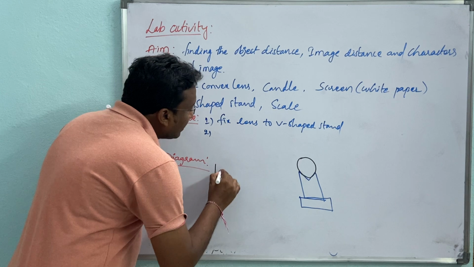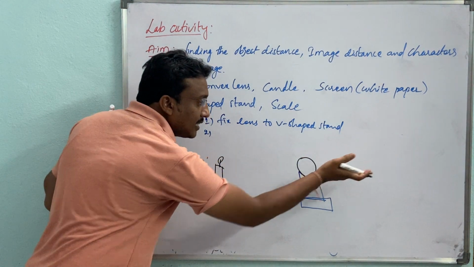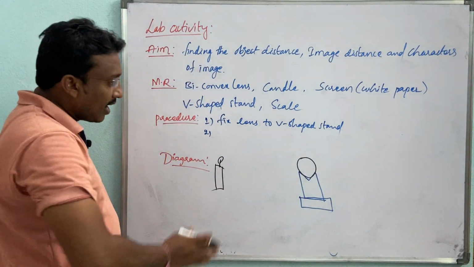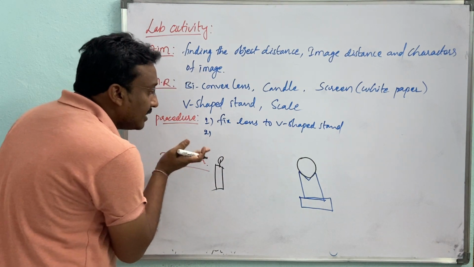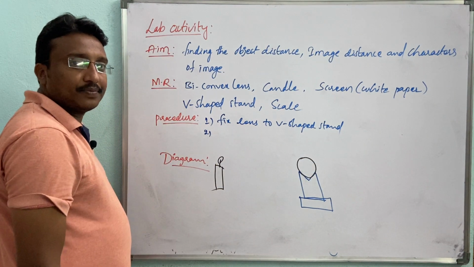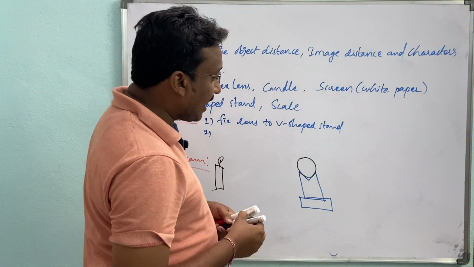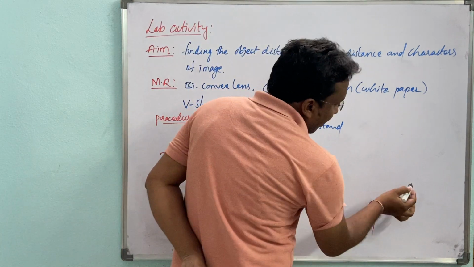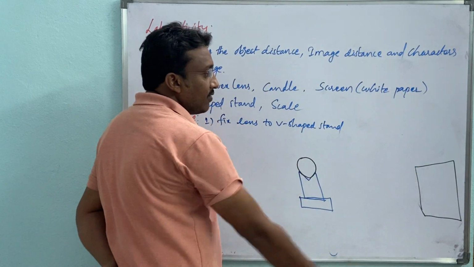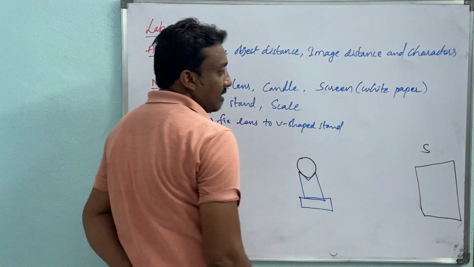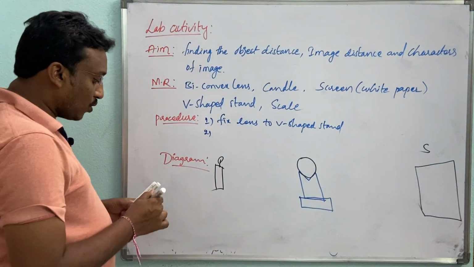And arrange the candle on the principal axis of the lens. Identify the principal axis of the lens and arrange the burning candle on the table. After that, take a screen and keep the screen on the other side of the lens. It is a screen, right? Got it? This is the third point.